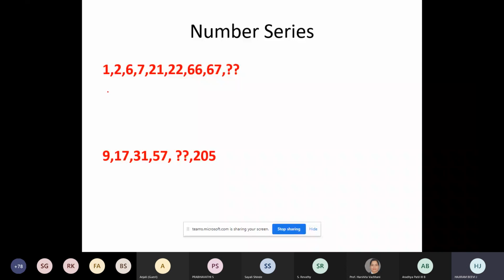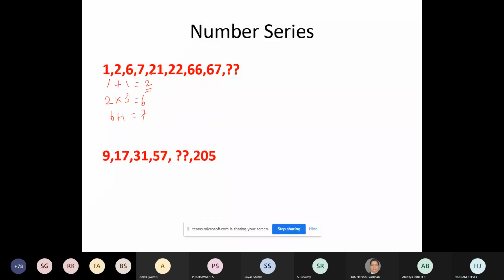Okay, first number, we take it as 1. Then with 1, we are adding 1. So this one gives 2. Then 2 is multiplied by 3 means we get 6. Then 6 plus 1, it is 7.